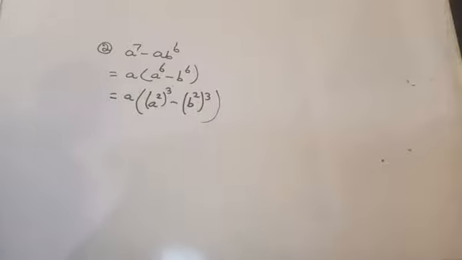Am I right here? Yes. Now it is in the form of a cube minus b cube. So we know that x cube minus y cube means x minus y into x square plus xy plus y square. Here x means a square, y means b square. So these can be written as x minus y, that is a square minus b square, into a square the whole square plus a square into b square plus b square the whole square.